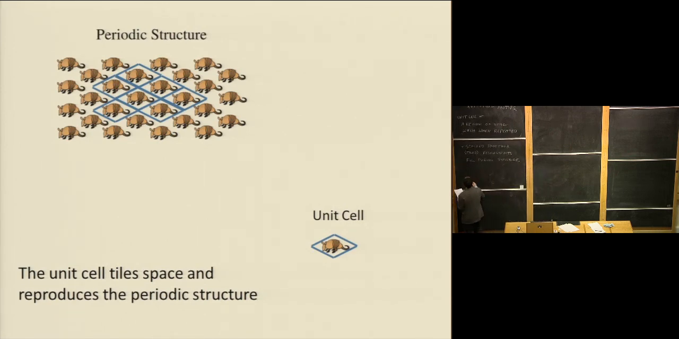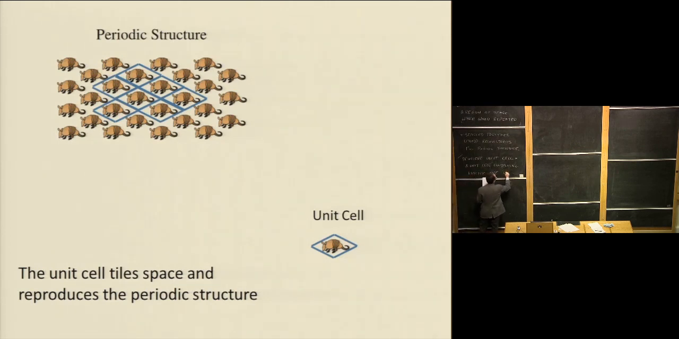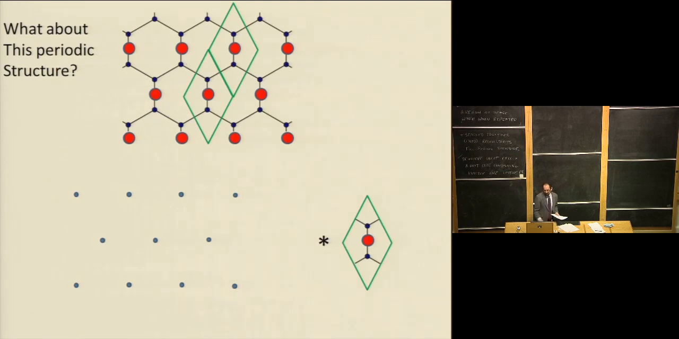Another definition which is useful is a primitive unit cell. Primitive unit cell equals a unit cell containing exactly one lattice point. Exactly one lattice point. So, for example, in this picture, this would be a primitive unit cell because it contains one big red dot, and that's the lattice point.